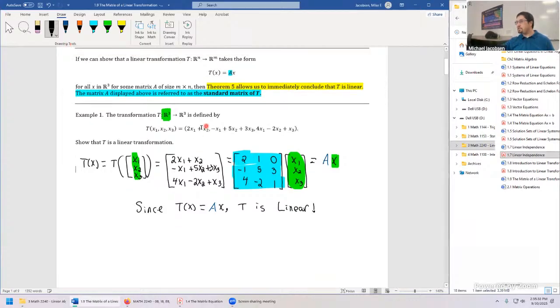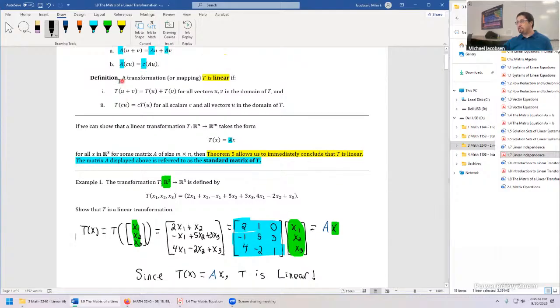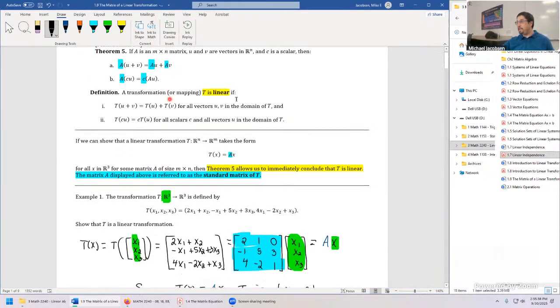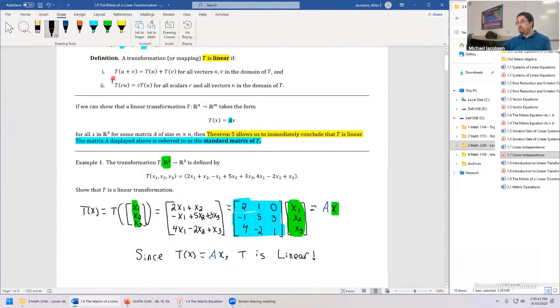That deserves an exclamation mark because that's the use of theorem 5 up here. We just relate all the information to the standard matrix, and then it flows through the definition automatically. We've proved linearity without really directly even looking into the definition. But any questions at all, folks, with this kind of a refresher problem from section 1.8?